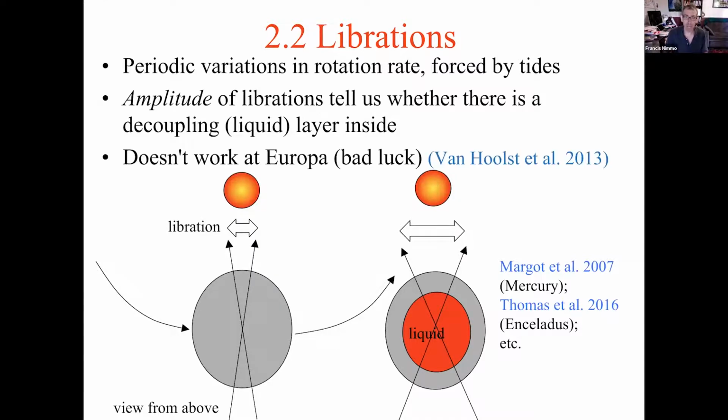Through bad luck, this technique actually doesn't work at Europa. It's not anything fundamental. It's just that the parameters worked out in a bad way. So it doesn't work at Europa, but in most other places, this approach of looking for the periodic variations in rotation will allow you to detect a subsurface ocean.